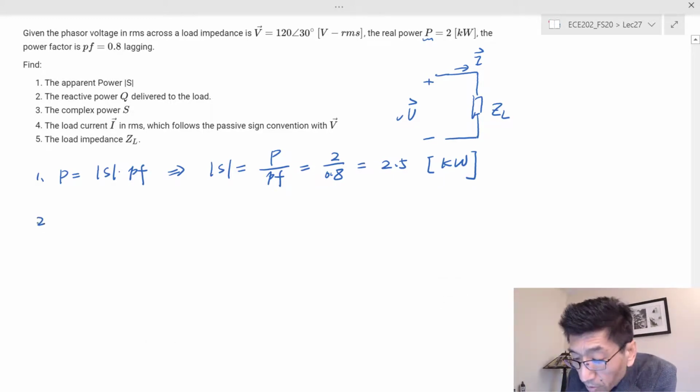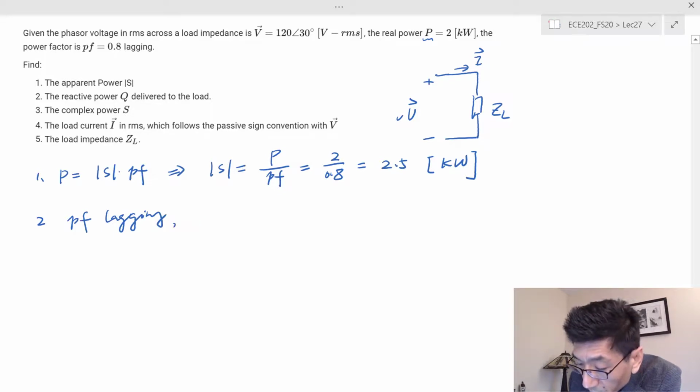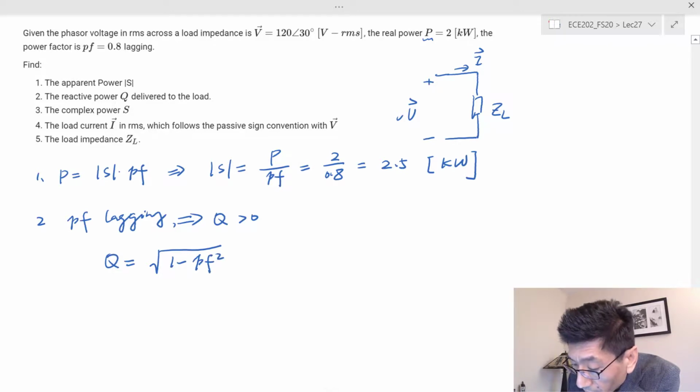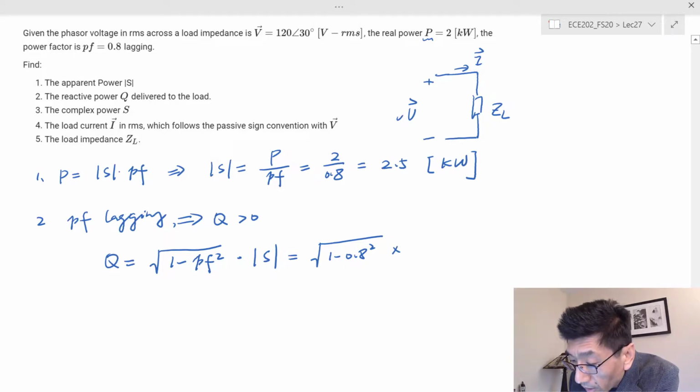And second one, what's the Q? First we need to determine whether Q is positive or negative. The power factor is lagging, that means Q is positive. So therefore Q is equal to the square root of 1 minus PF squared, times S, which is the square root of 1 minus 0.8 squared. And by the way, that's a nice number, 0.6. The square root of that is 0.6, times S, which is 2.5, so that's 1.5, and the unit is kilovars for the reactive power.